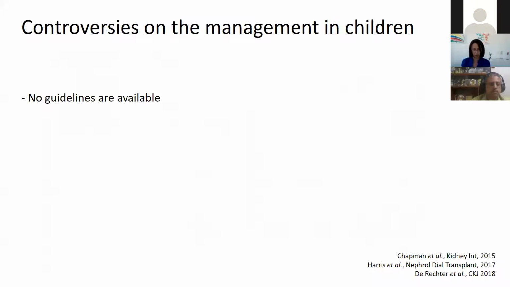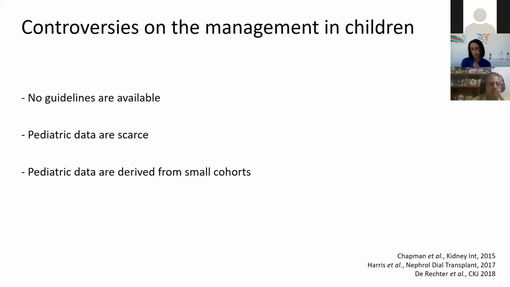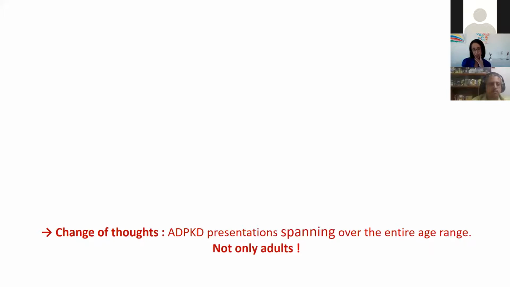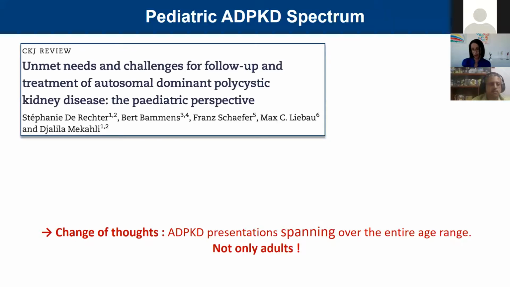So till now, and I think my previous colleague already demonstrated very nicely, there were very few or no guidelines available. The pediatric data are really very scarce, and the available data are from small cohorts, putting us in a difficult position, where we need to prove our need to treat or to follow up these children. However, with the new pediatric community and the new tendency, we are really changing our thoughts, and we are trying to highlight that this disease is not only an adult disease.